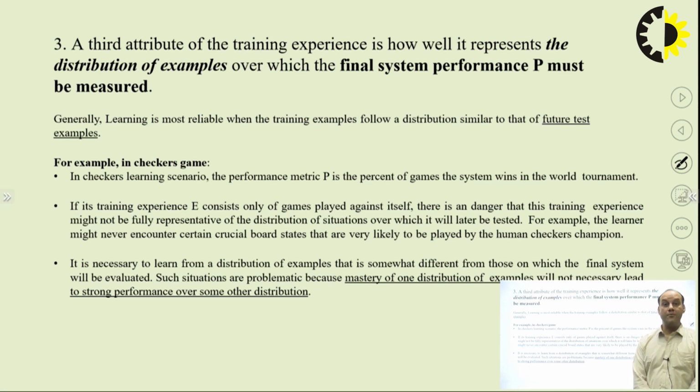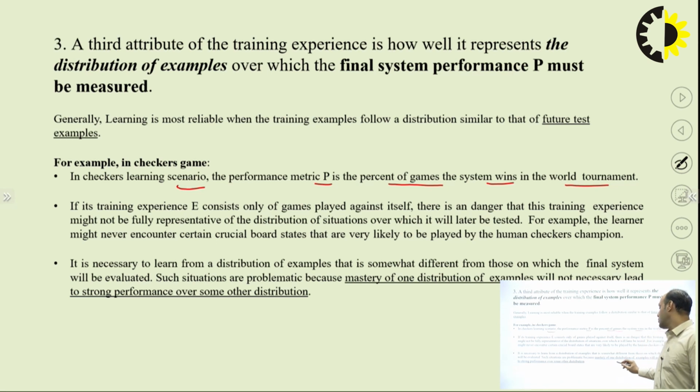attribute is that the distribution of examples over which the final system performance P must be measured. And how is it measured? For example, in checkers, in this scenario, the performance metric P is the percent of games the system wins, playing against the world tournament. We do not know who the opponent is. So if the opponent is the world tournament winner, then we do not have moves against that winner, and we will definitely lose the game. So this is the important attribute, how we will represent the distribution of examples.